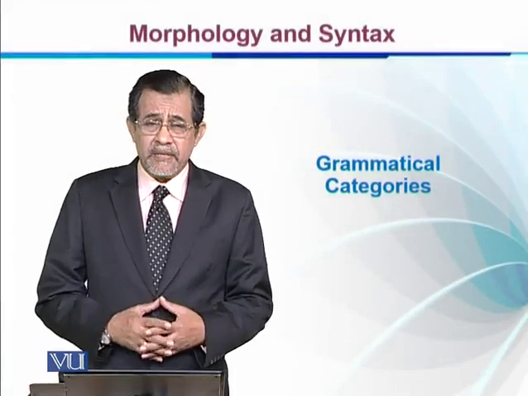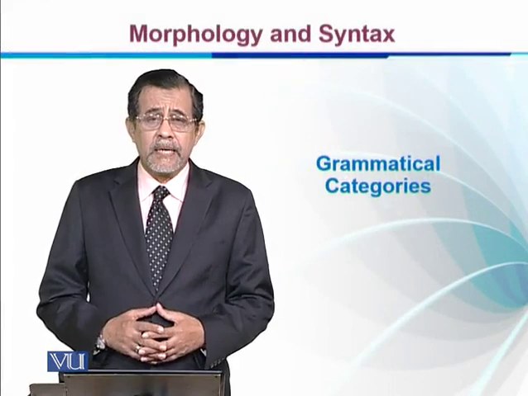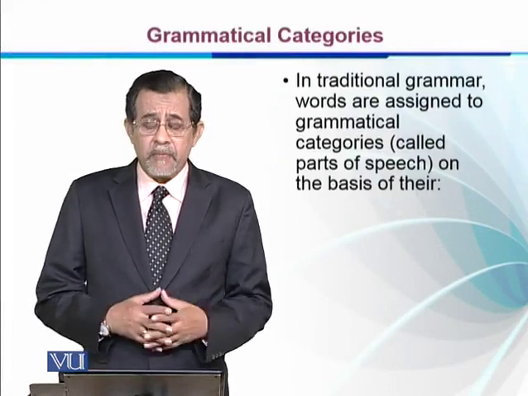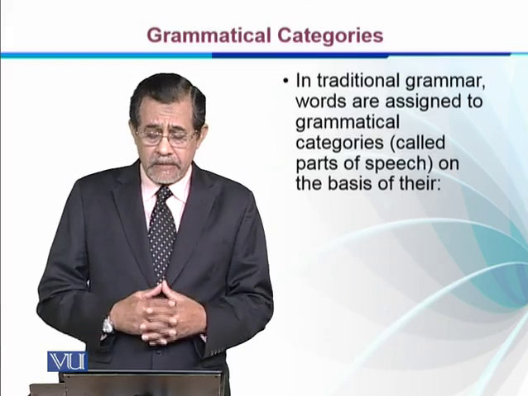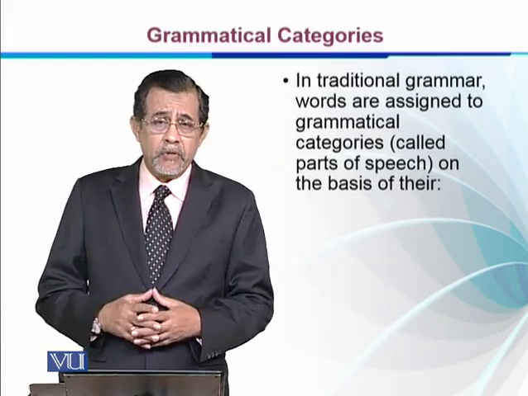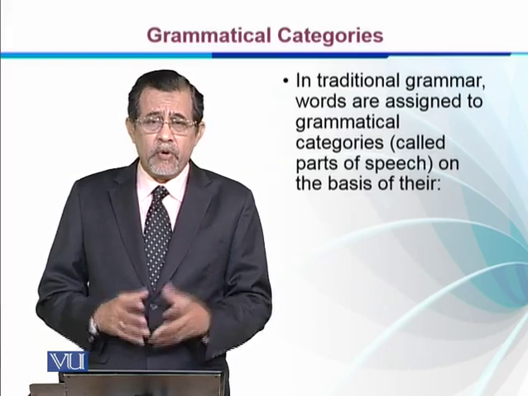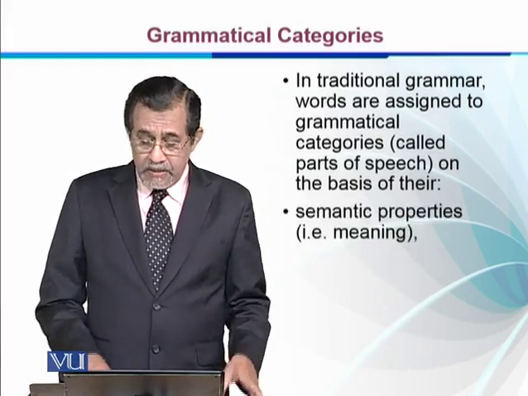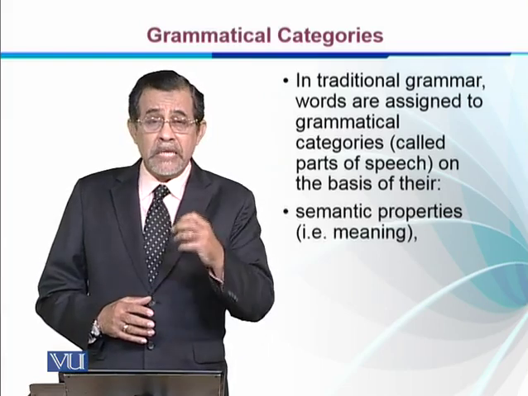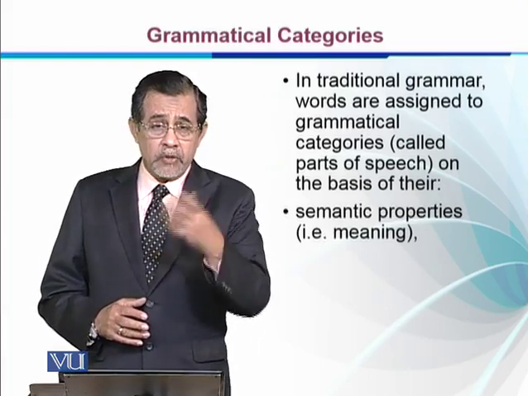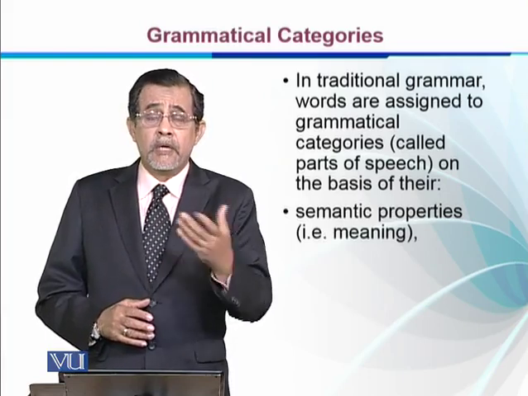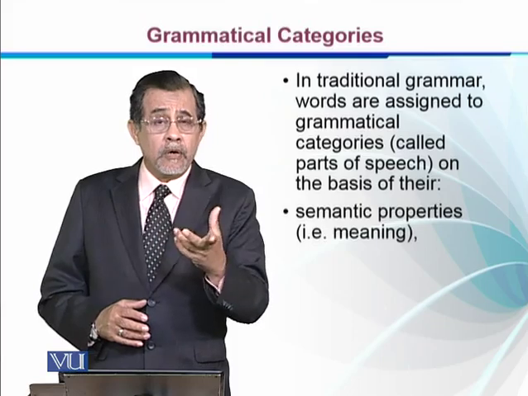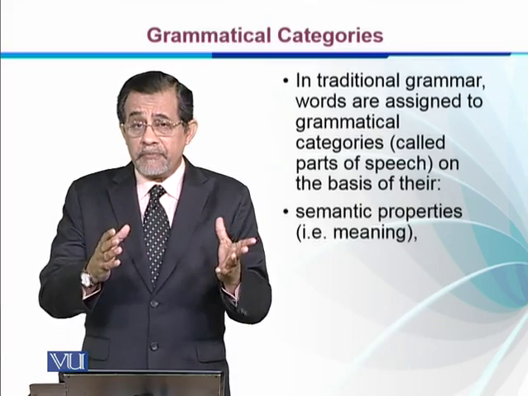Grammatical categories. Now let's look at some of the grammatical categories of traditional grammar. In traditional grammar, words are assigned to grammatical categories. Generally, we call them parts of speech or word classes, sometimes on the basis of their semantic properties. What meaning do they give us? Do they give us a noun or a verb? Do they denote something solid or something more abstract?